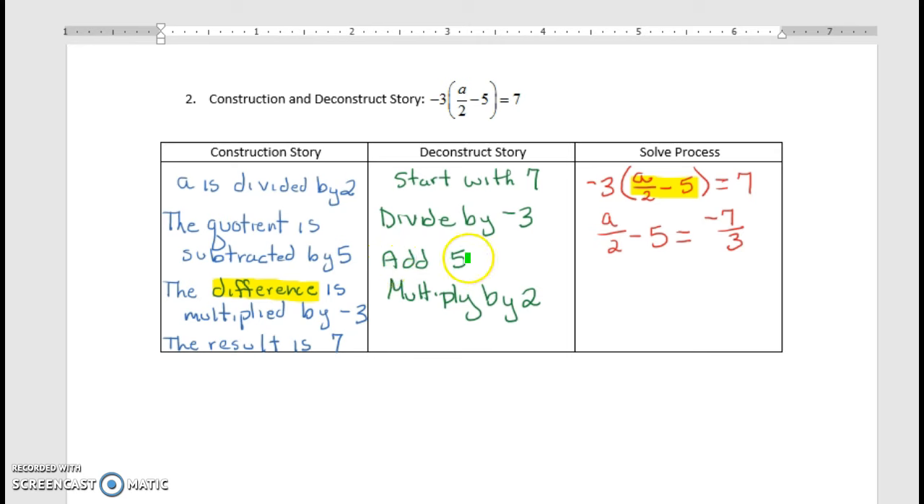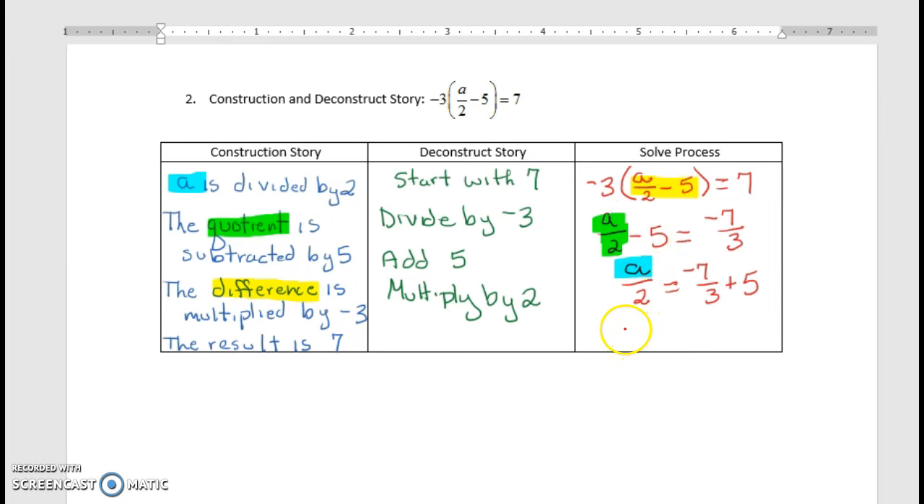And so when I add 5, I know that I'm going to have a quotient left over. And that means this is my quotient that's going to be left over when I add 5. And so when I add 5, I know that this quotient is left over, and I have -7/3 plus 5. And then my last step is to multiply, and when I multiply by 2, I know that I'm going to just have a left over. And so when I multiply by 2, I just have a left over.